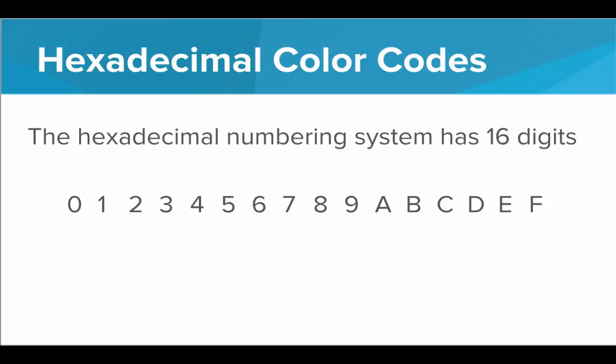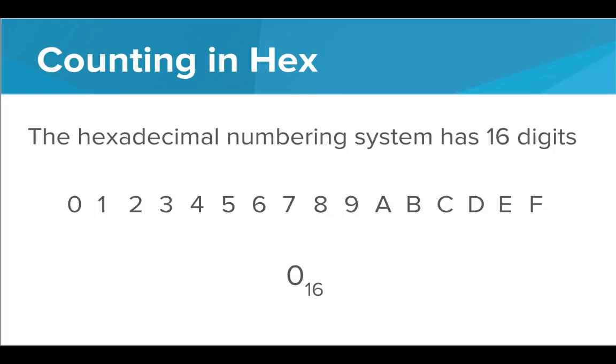So to count in the hexadecimal numbering system, we would have 0, base 16, 1, base 16, 2, 3, 4, 5, 6, 7, 8, 9. Now 10 is actually written as an A. That is a single digit in the hexadecimal numbering system. We still have more digits to work through. So then we have B, C, D, E, F. Now F base 16 is the same thing as 15 in base 10.